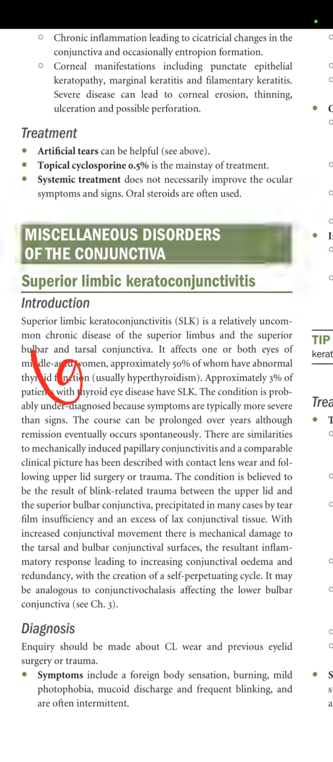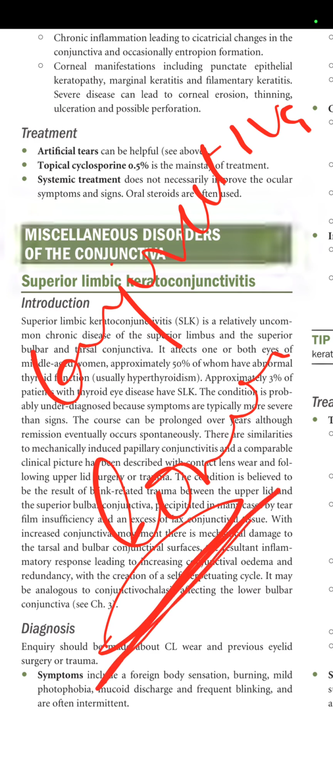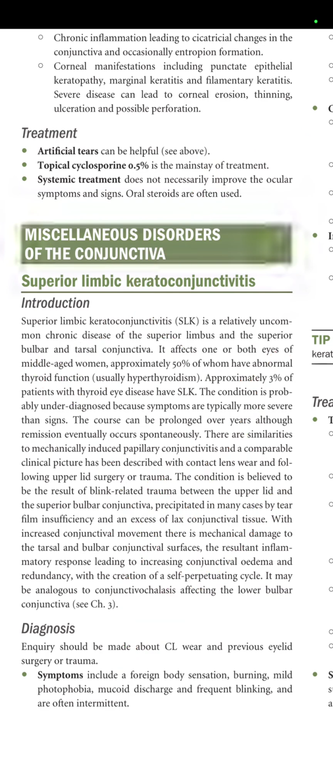Conjunctivochalasis is when the conjunctiva is loose on the lower lid, and you can see the shining reflex of the conjunctiva on the lower eyelid. In superior limbal keratoconjunctivitis, the upper side of the conjunctiva is loosened, so it is analogous to conjunctivochalasis.